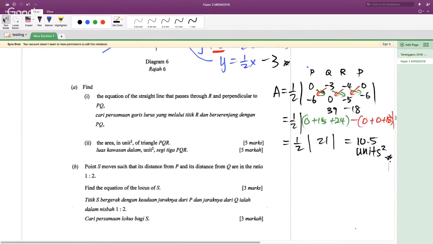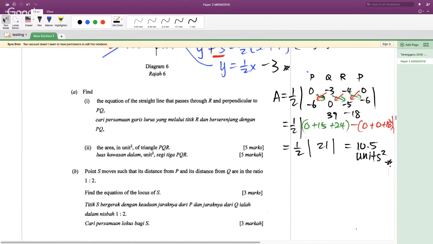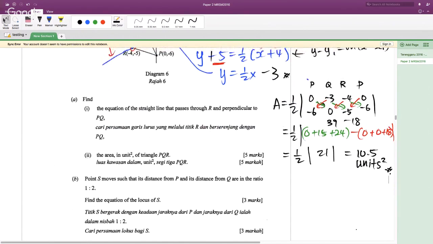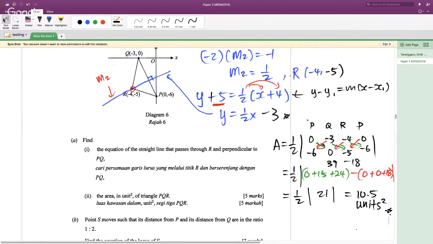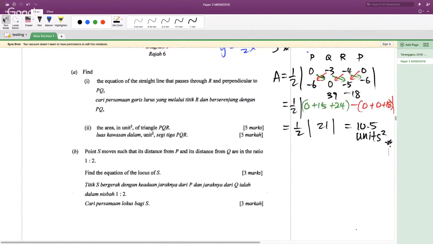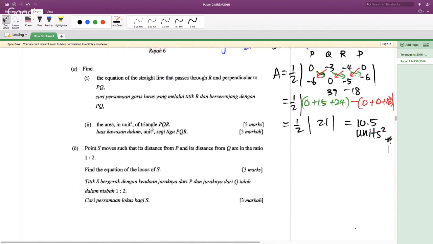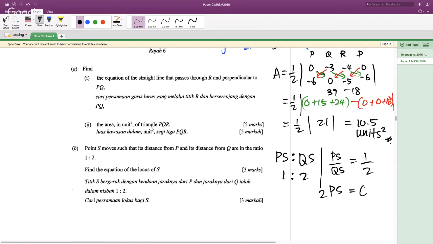Okay, so point S moves such that its distance from P and its distance from Q are in a ratio of 1:2. So if I understand, PS ratio QS should be in the ratio 1 and 2. What I will do here is try to make it into a fraction first. So forming PS over QS equals 1 over 2. Therefore, 2PS equals QS.